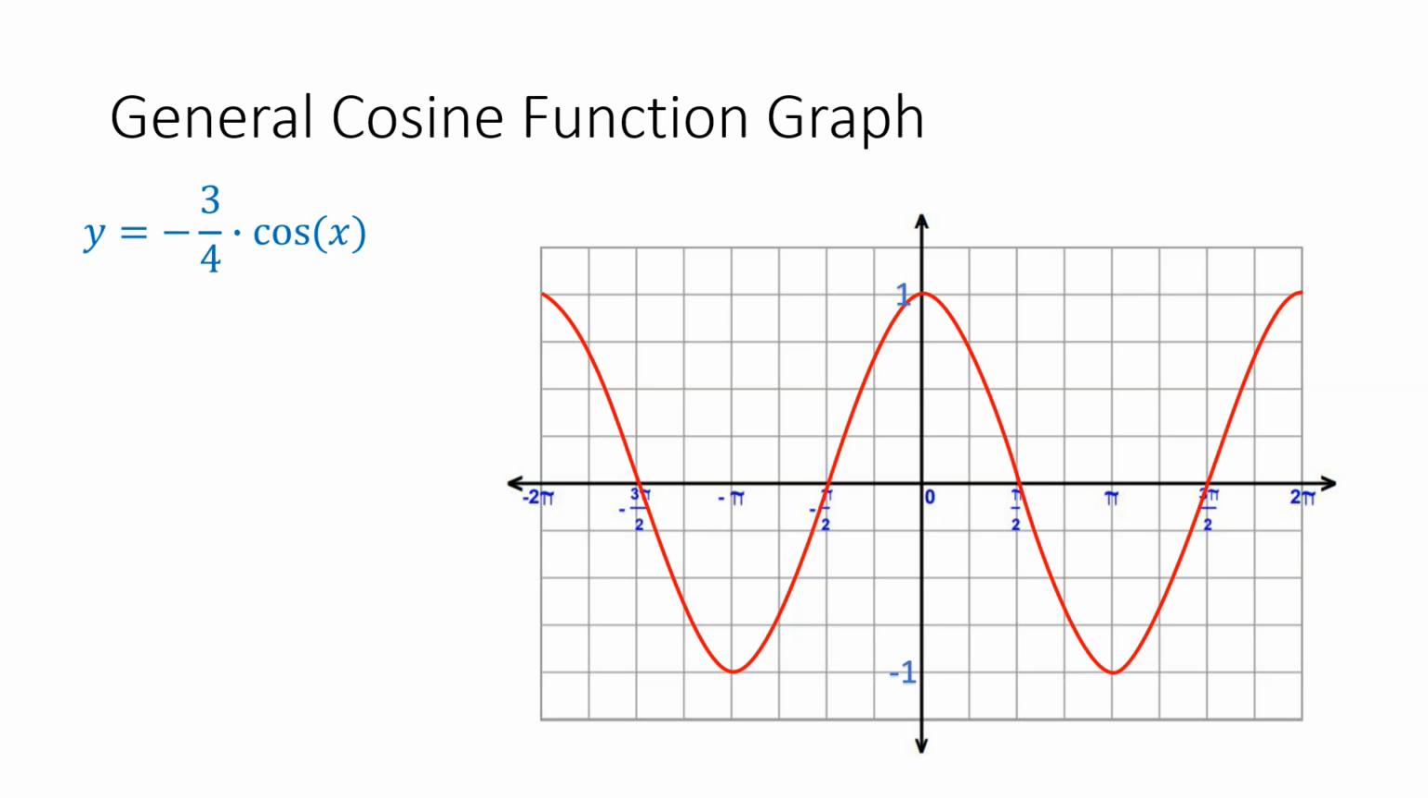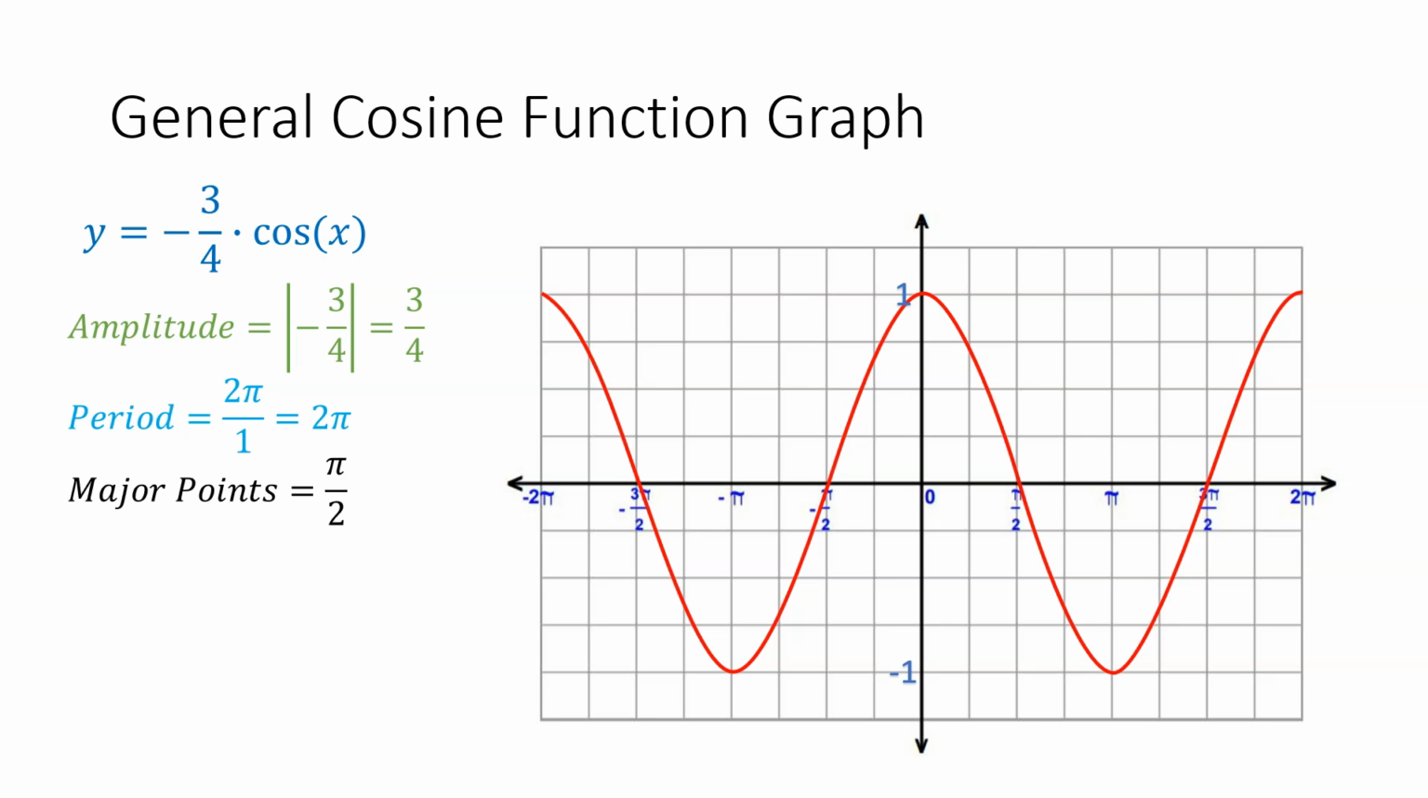Our second example here, we have y equals negative 3/4 cosine of x. Again, we have an a value out front that we're going to have to take into account. So the amplitude is going to be the absolute value of negative 3/4, which, because we're looking at distance, is positive 3/4. Now that negative is going to play a role in a moment. The period length is 2 pi divided by the b value, which again in this example is 1, so it remains 2 pi. The major points, we take 2 pi divided by 4, and we get pi over 2.